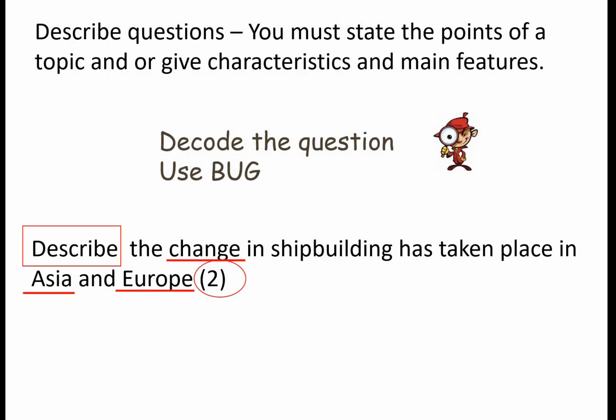So here's another question we can decode. Describe the change in shipbuilding that's taken place in Asia and Europe. I'm going to show you this picture now.